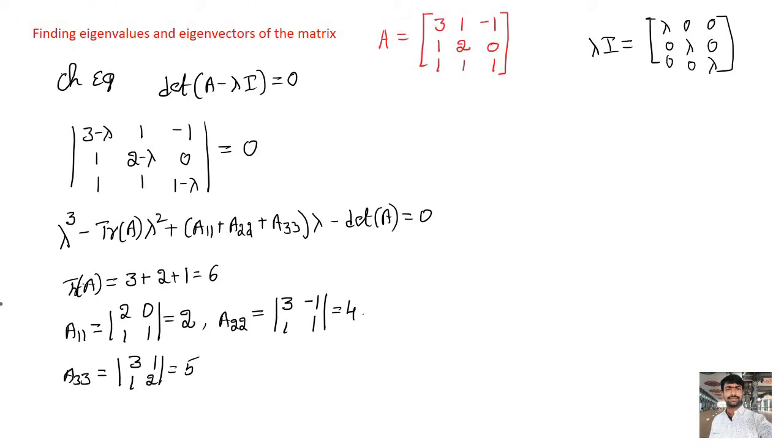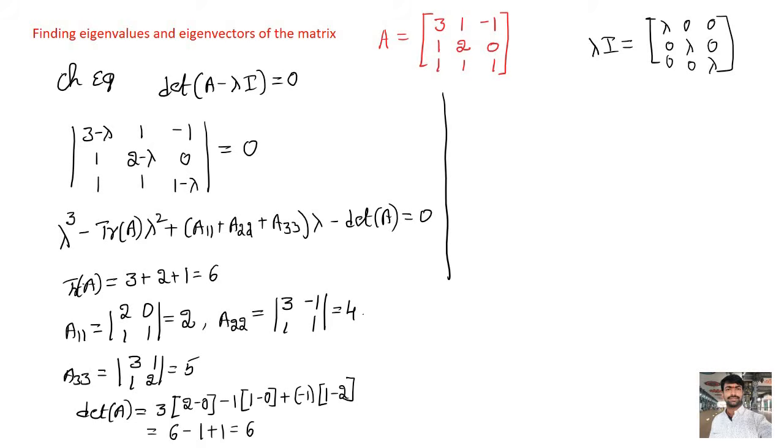And we need to compute the determinant of this matrix. It can be easily identified that the determinant of A is nothing but 6. Or let us compute. This is 3 into (2 minus 0) minus 1 into (1 minus 0) plus minus 1 into (1 minus 2), which is nothing but 6 minus 1 plus 1, which is 6. So we got everything. Now we can write the characteristic equation.